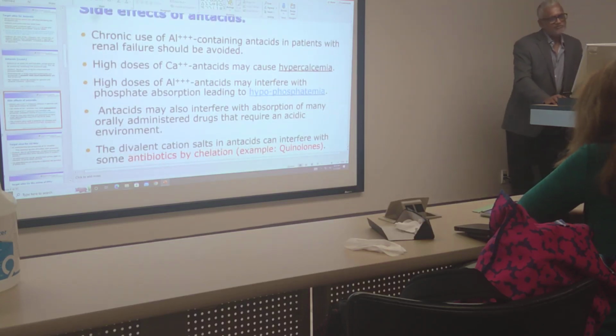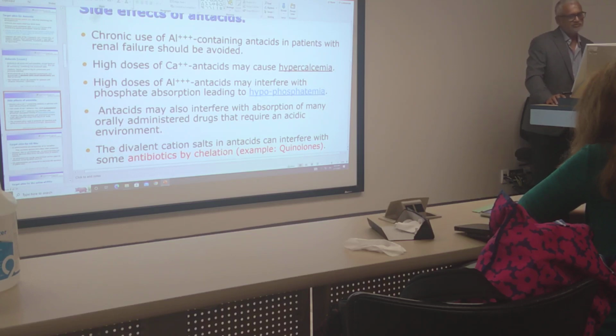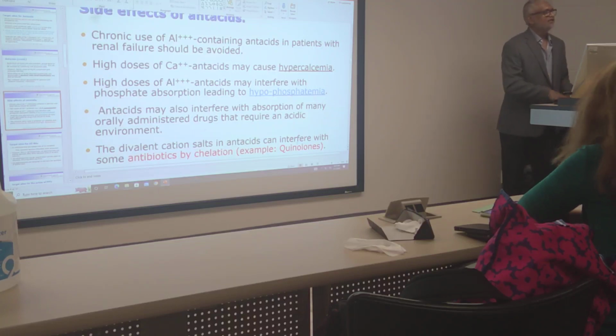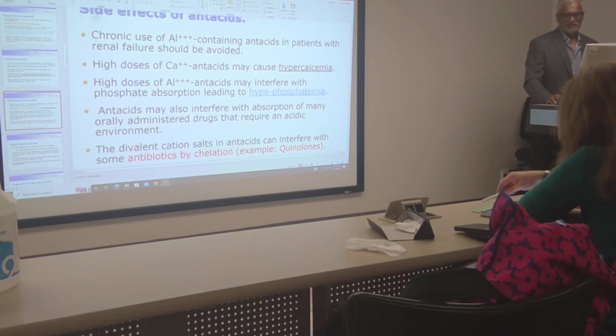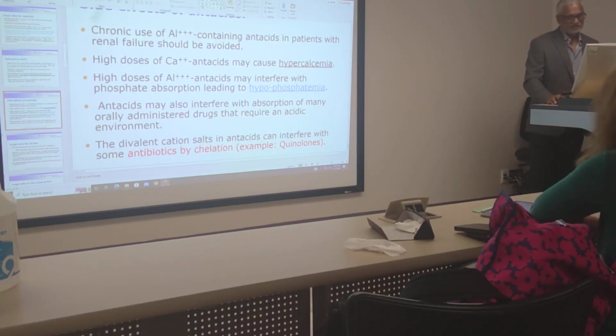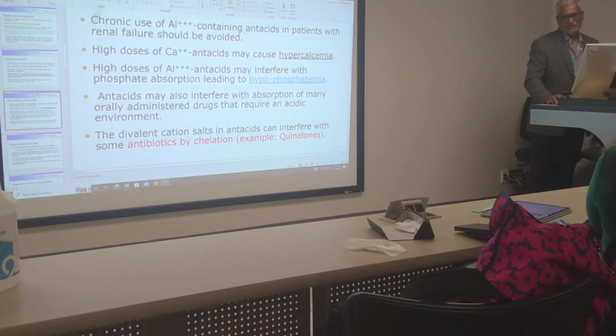Antacids may also interfere with the absorption of many orally administered drugs that require an acidic environment. That is also something you may want to watch out for. The last one is the chelation. That's quinolones. While taking quinolones, you may want to avoid the divalent-containing antacids, magnesium-containing, calcium-containing, any antacids. That is detrimental for the quinolones class.